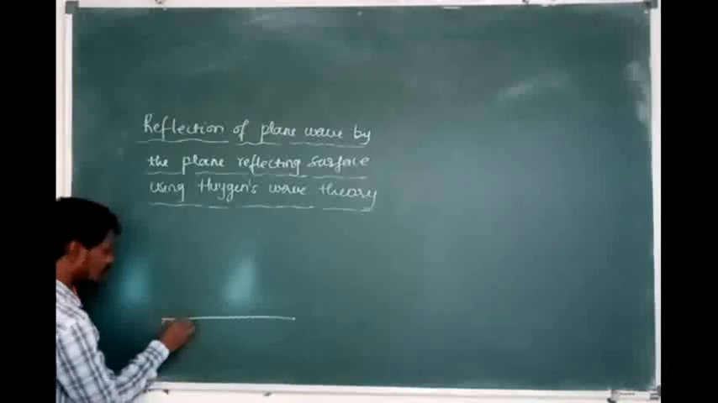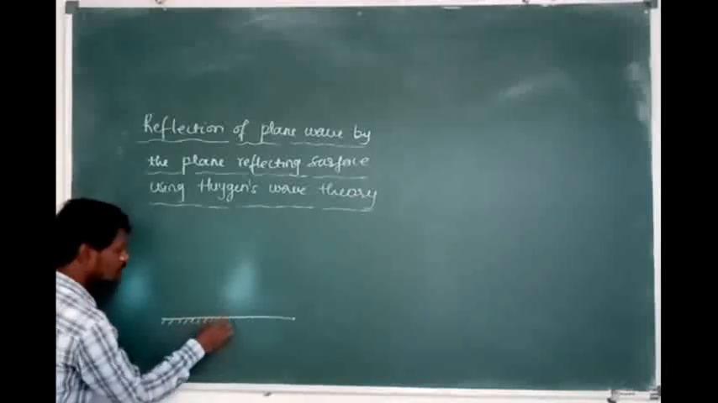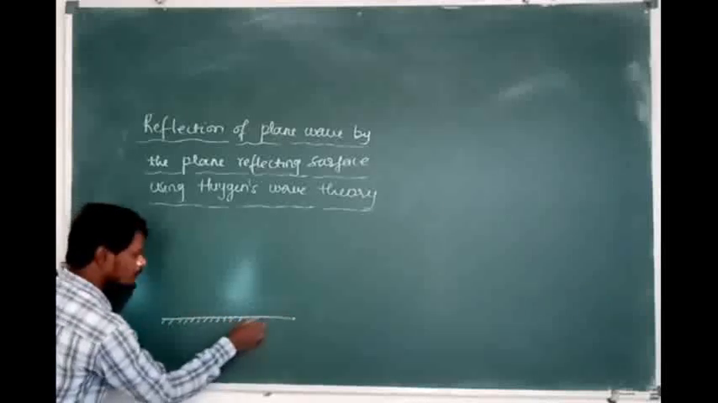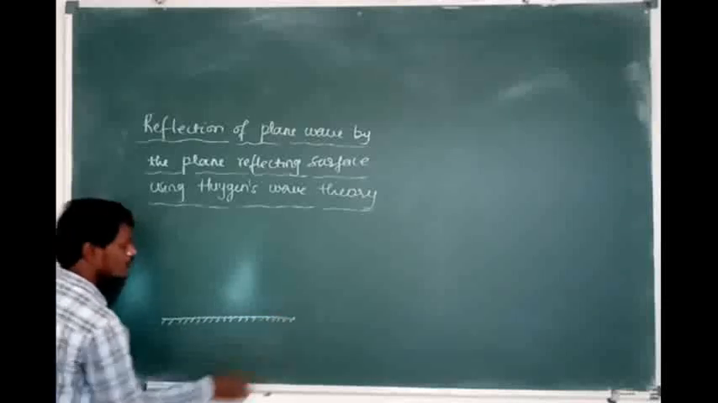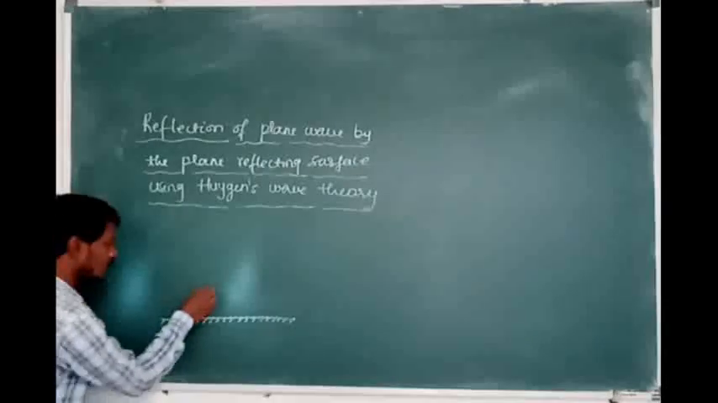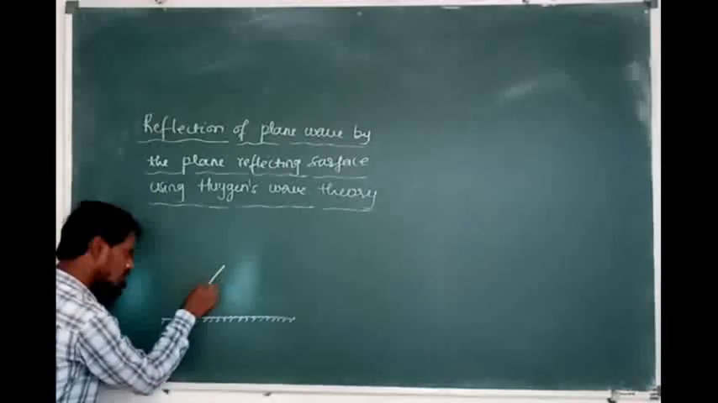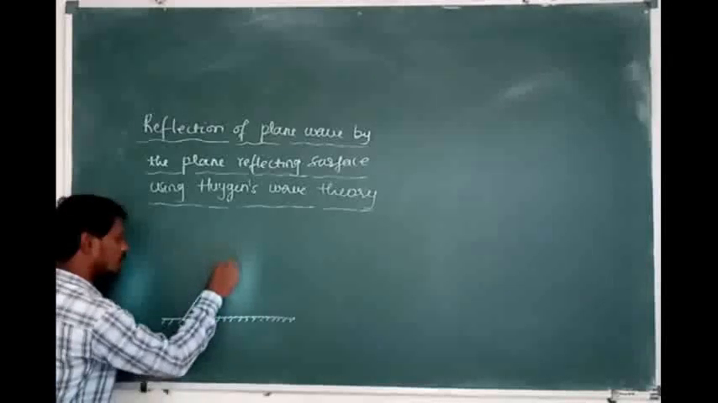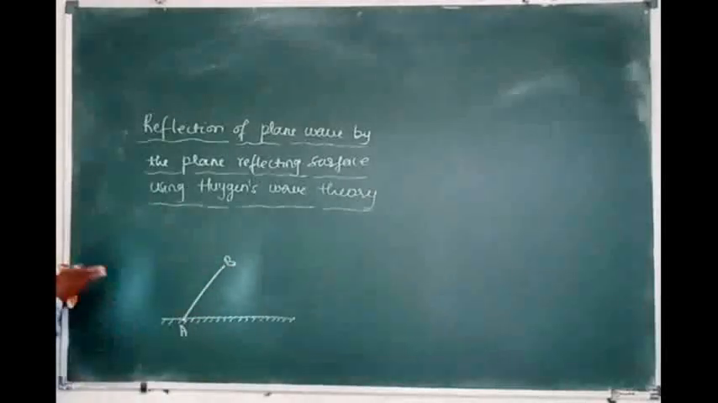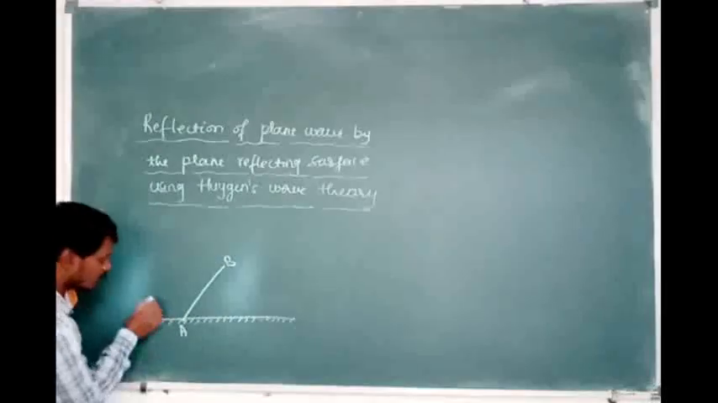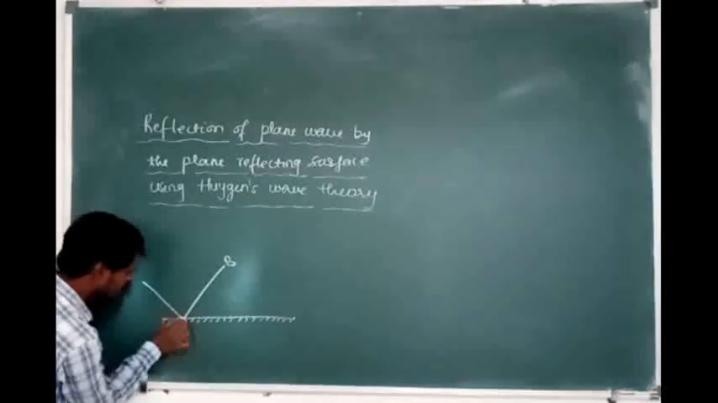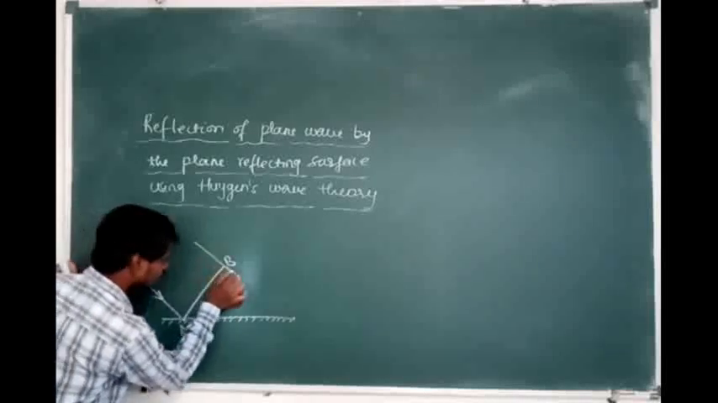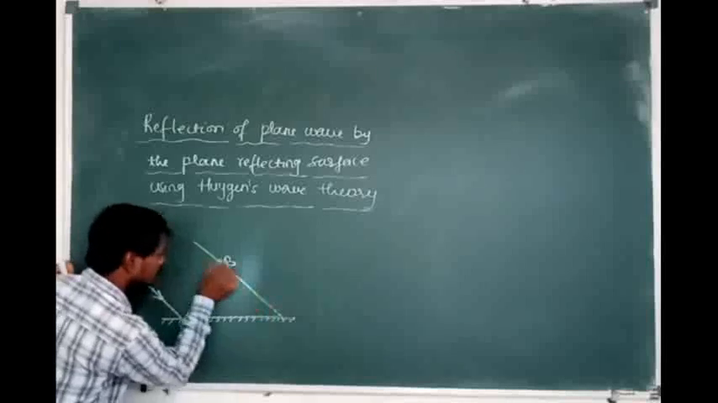So it is a plane mirror. One side is polished, and this side is reflecting. If the plane wavefront AB is incident on the reflecting surface, AB is the plane wavefront. The direction of incidence can be shown by the ray of light. In this direction, the light is incident on the mirror.